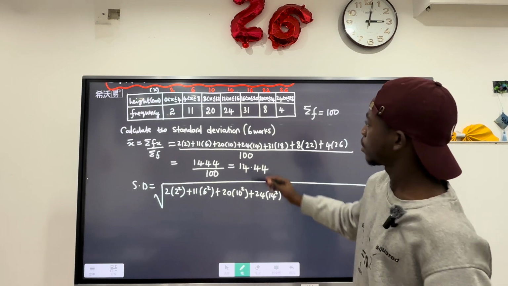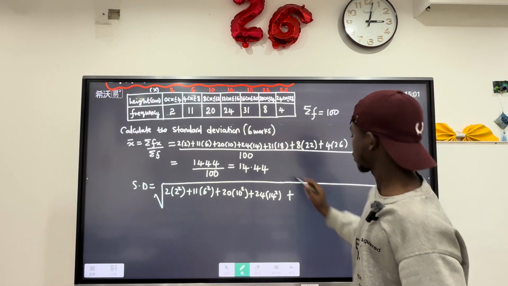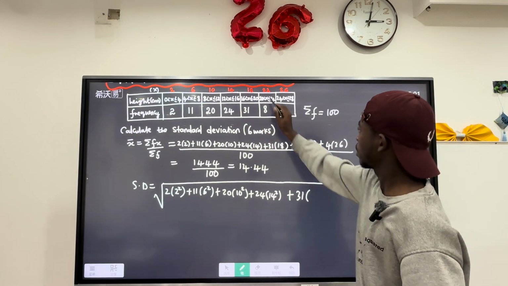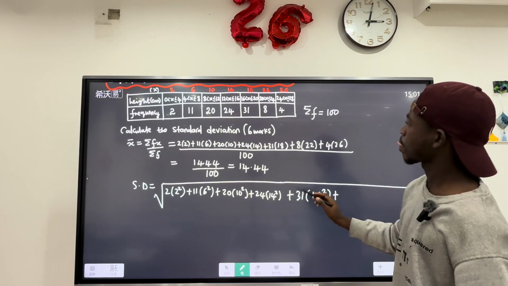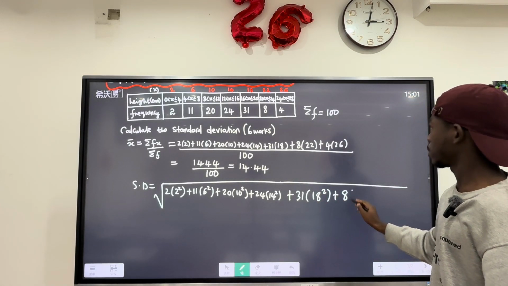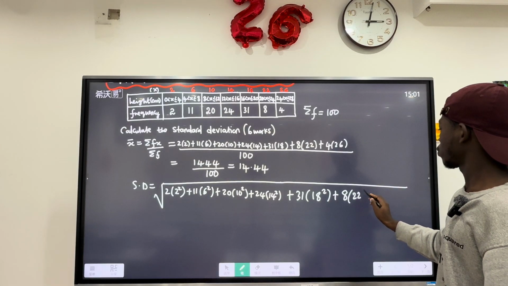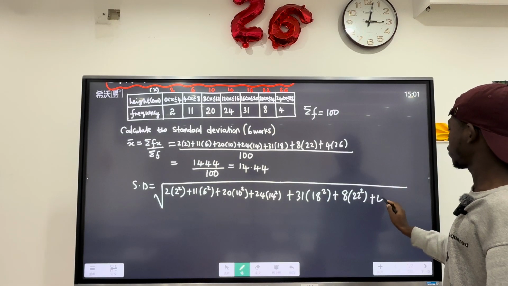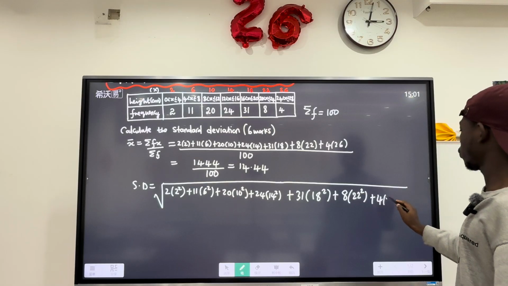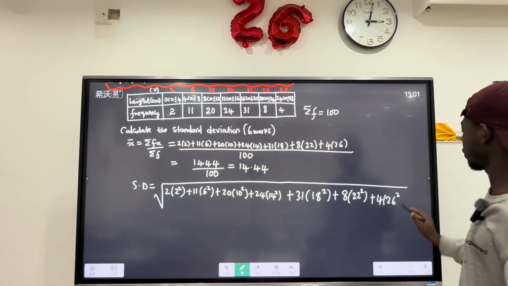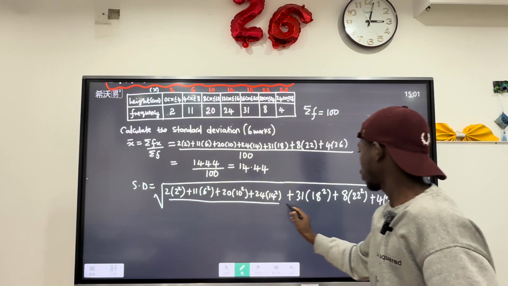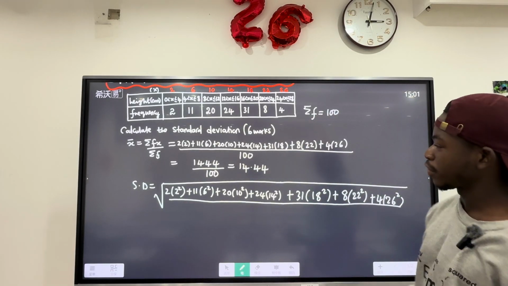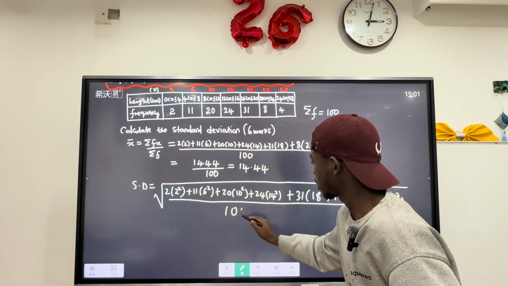Then plus 31 times 18 squared, plus 8 times 22 squared, plus 4 times 26 squared. Okay, we are done. Then we divide everything here by the total frequency. Remember the total frequency, 100.